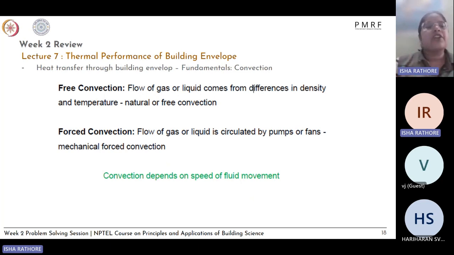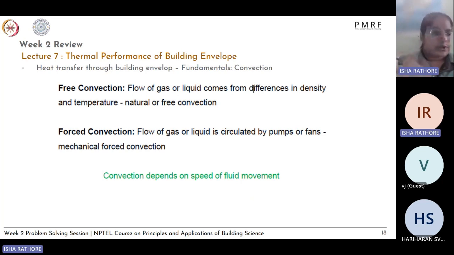Whereas for forced convection, you have to use mechanical measures. So the flow of gas or liquid is circulated by pumps or fans. So that is mechanical or forced ventilation. So as per the standards, fans are not considered as forced or mechanical ventilation, but your HVAC is a forced convection flow. Your natural opening of windows is a free convection flow.